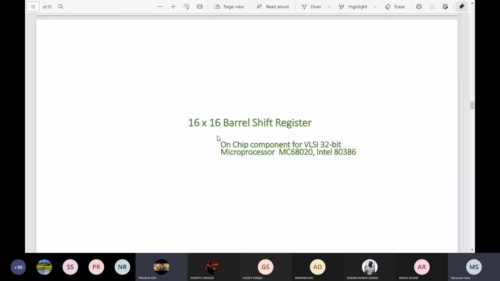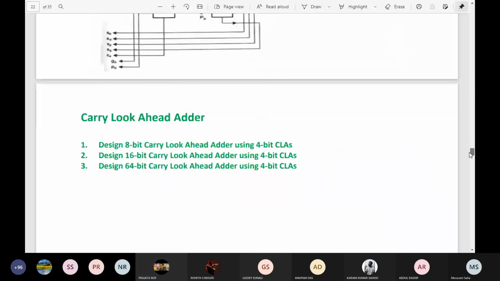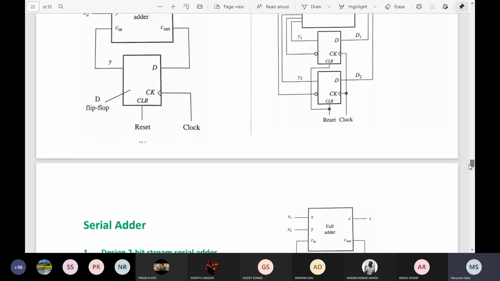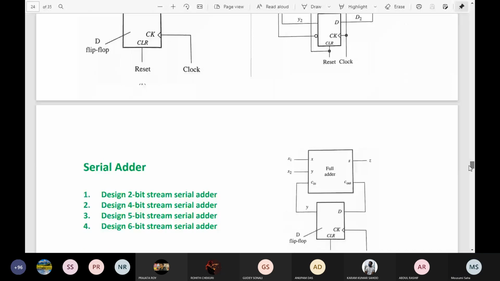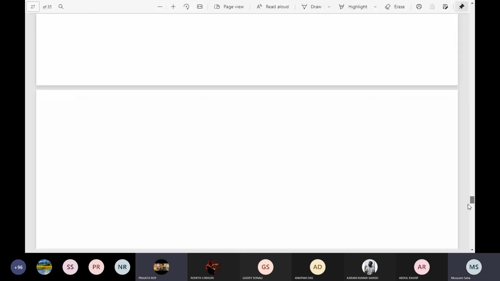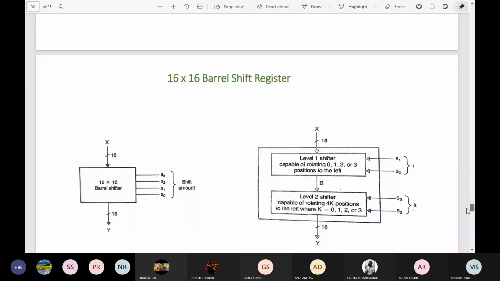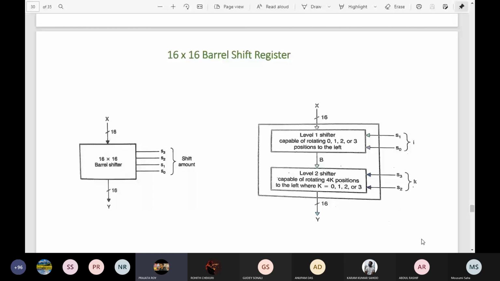Yes, ma'am, the combinational shift register, 16 by 16. I have done it halfway, ma'am. I did not complete the entire thing, but I got the main concept of it. So what is the basic concept to design this? Basically cascading, ma'am. A 16 by 16 barrel shifter means, since it is 2 to the power 4, there will be 4 inputs.